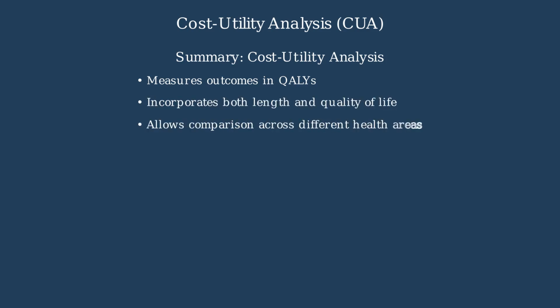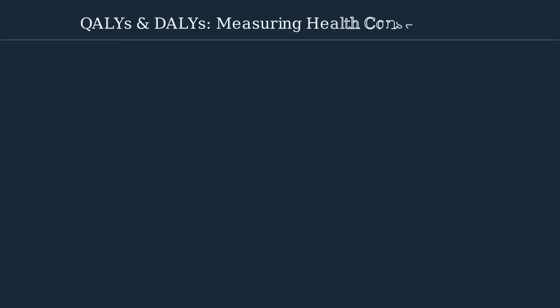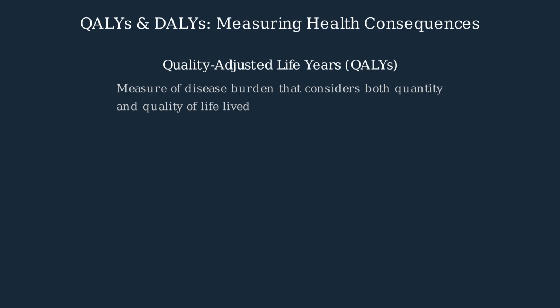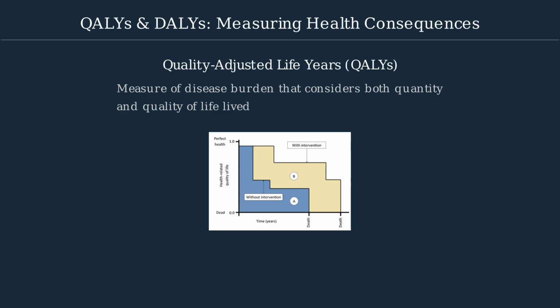To summarize, cost-utility analysis is valuable because it measures outcomes in quality-adjusted life years, incorporates both length and quality of life, allows comparison across different health areas, and is widely used for healthcare resource allocation. Quality-adjusted life years, or QALYs, are a key measure in health economics that capture both the quantity and quality of life. This graph illustrates how QALYs work. The yellow area represents additional quality and length of life gained through an intervention, compared to the blue area without intervention.